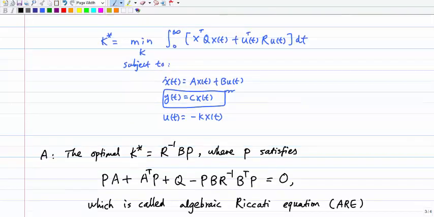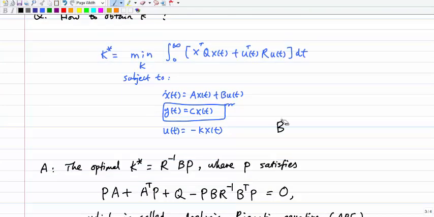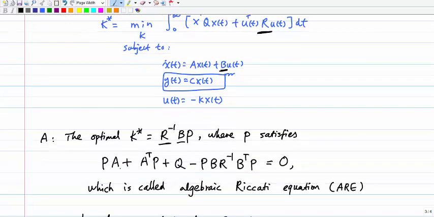B and R are already known. B is already defined here, and P is already defined over here. R is given in the matrix over here; we define what we selected. So the P satisfies this equation: P times A plus A transpose times P plus Q minus P B R inverse B transpose P equals 0. Of course, this is a zero matrix, not a zero scalar. It's a matrix with the same dimension as P times A.